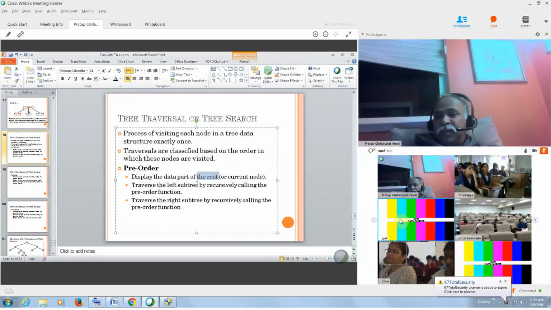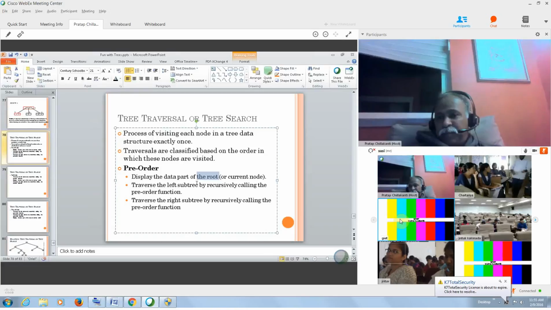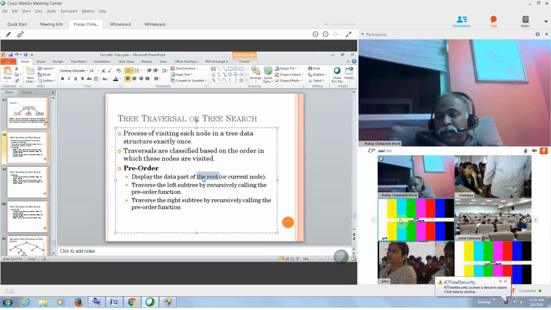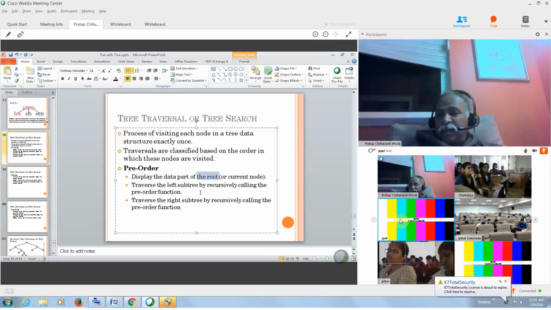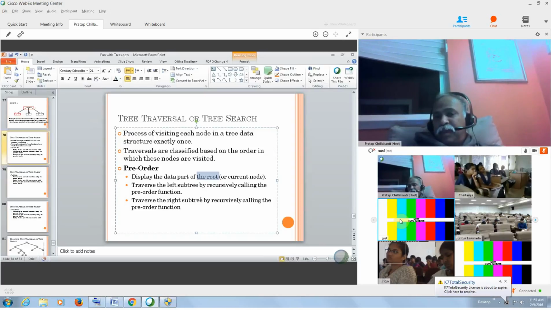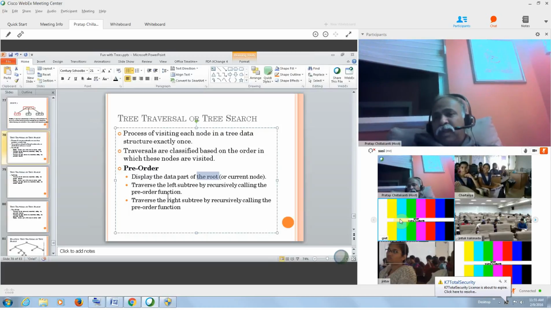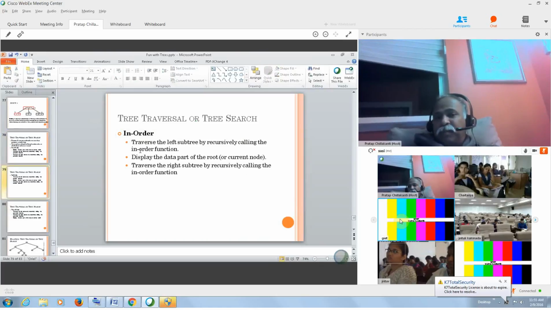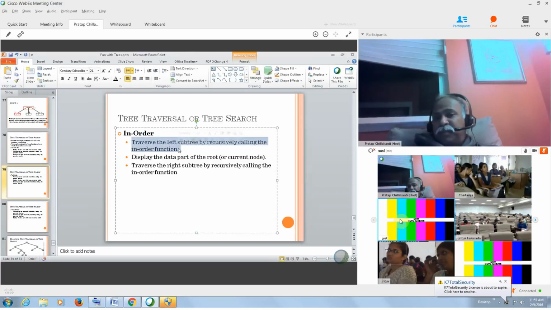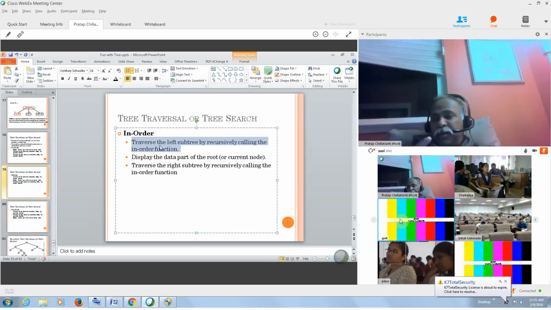In pre-order, you visit the node first, the root. Then you go to its left subtree. So display the data of the root, go to the left subtree, then go to the right subtree. Now by varying these three bullets is how you get the other types of traversal. So in in-order, you traverse the left subtree first. Instead of displaying the root, you first go to the left, recursively. When I say that, remember there's a recursion because the tree could be n deep, right?